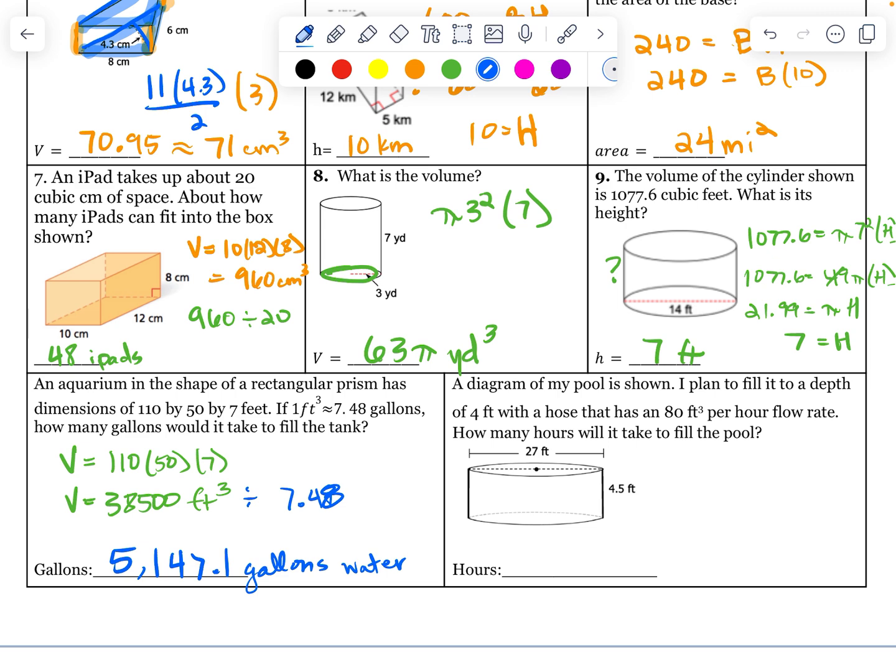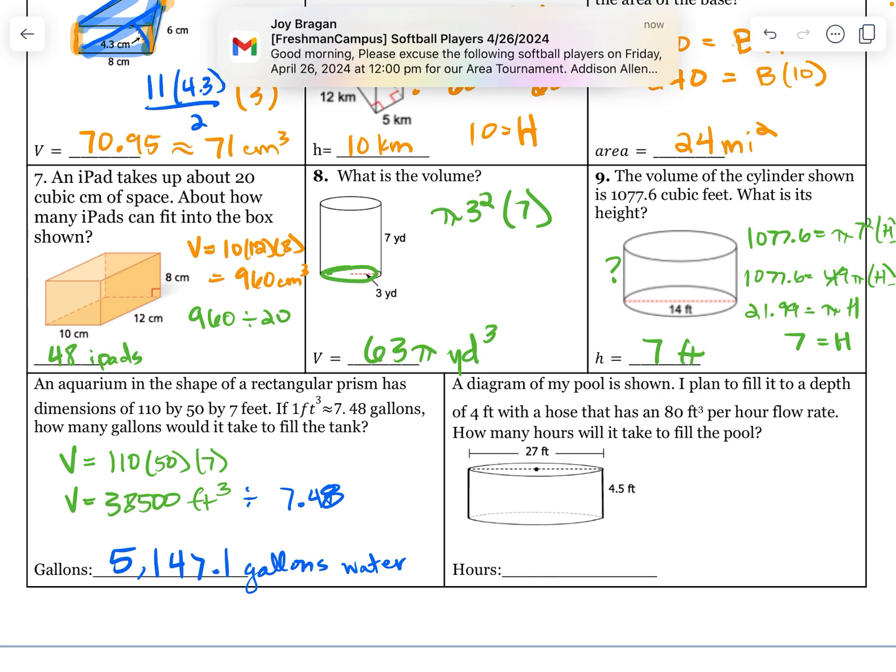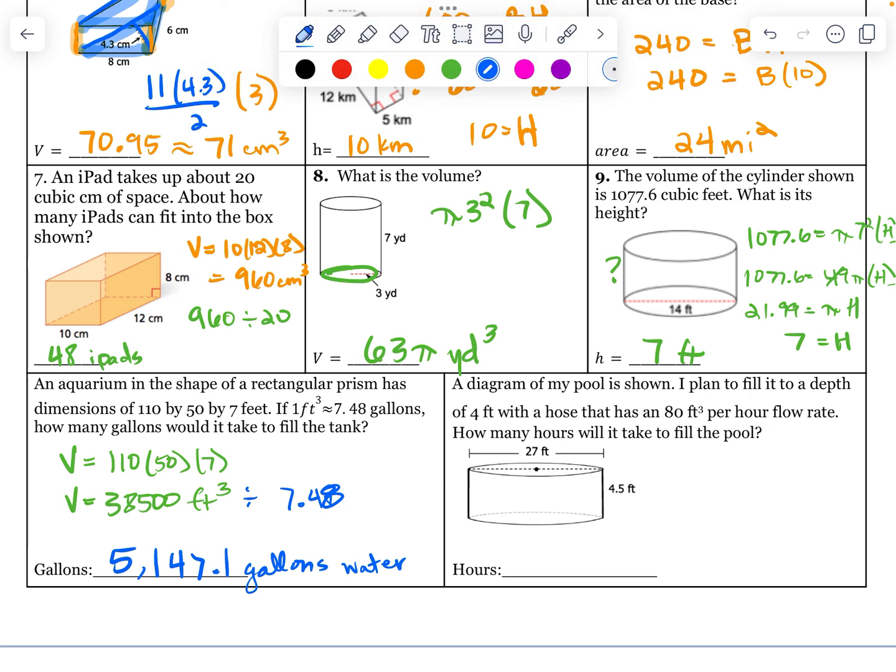A diagram of my pool is shown. I plan to fill it to the depth of 4 feet with a hose. Okay, so my height only needs to be 4 feet. That has a rate of 80 feet per hour flow rate. How many hours will it take to fill the pool? Okay, so we're only going to use 4 foot as my height because I'm only filling it to 4 feet.